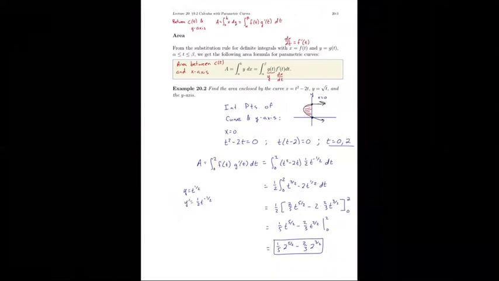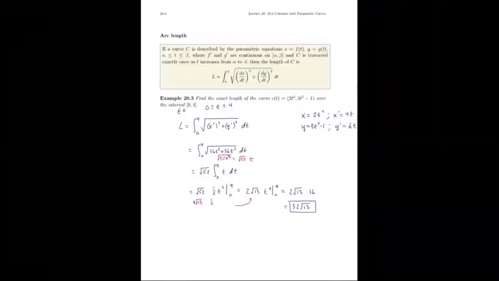And be precise with which function you take the derivative of and which one you do not take the derivative of. Maybe a good rule of thumb is if it's between the y-axis and the curve, then you're going to take the derivative of the y component. X-axis and the curve, it's going to be the derivative of the x component.